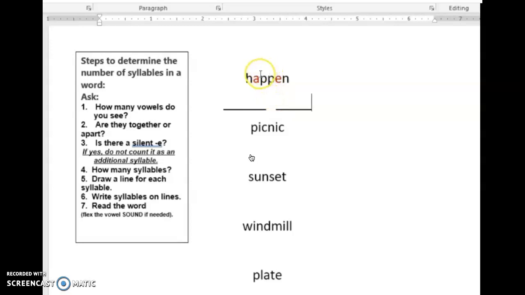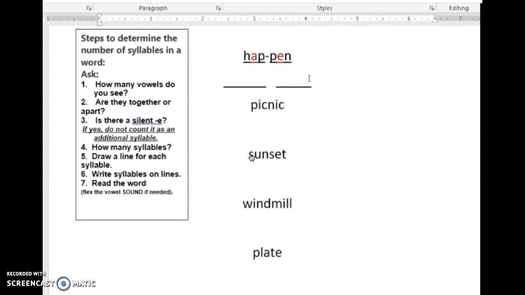Now this word happens to have twin letters, what we call twin letters, the double P here. And so we would actually break this word up in between the two letters. And so the first syllable would be hap, and the second syllable would be pen. And we would read the word as happen. And that's how we would go about teaching that.